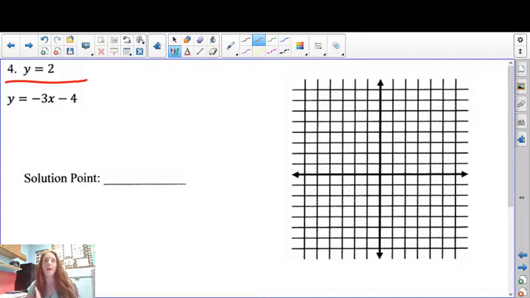Now, when I have y equals, that is going to be where my y value is always 2. Typically people say that because the y-axis, I'm going to highlight that so you can see what I'm talking about, goes up and down, therefore any lines that say y equals go up and down. Well, let's have a discussion about that.